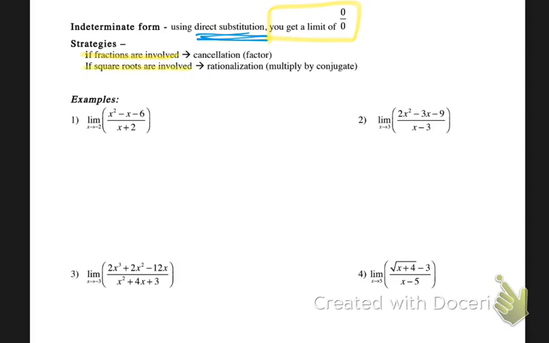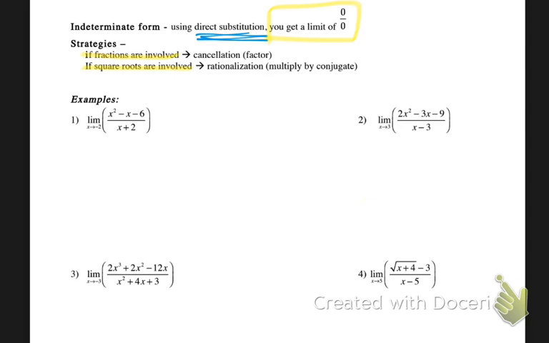We're going to look at square roots in another video. So today our focus is fractions. Basically, if we notice that we have fractions, we want to use factoring to try to cancel out some stuff so that we eliminate that problem of 0 over 0.